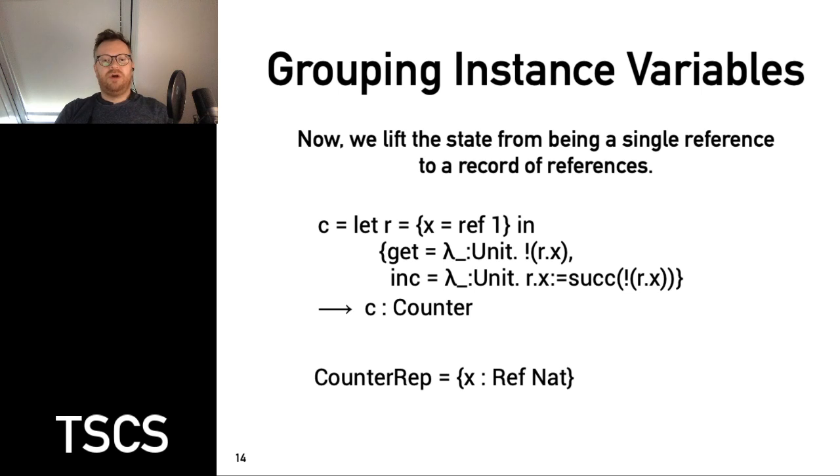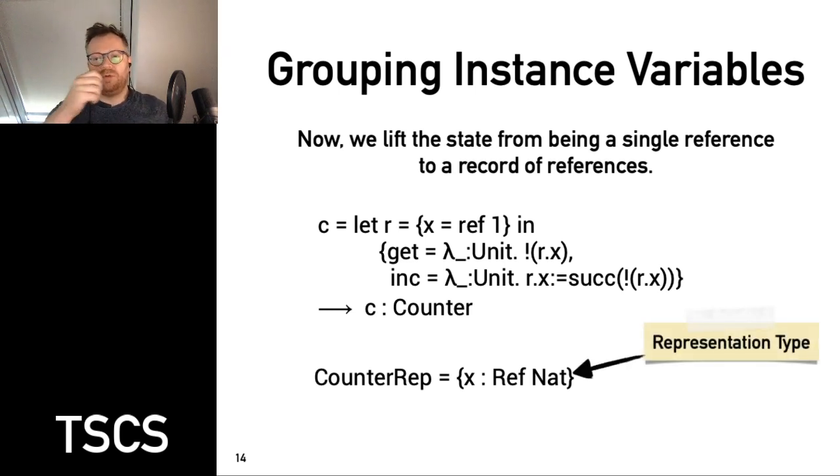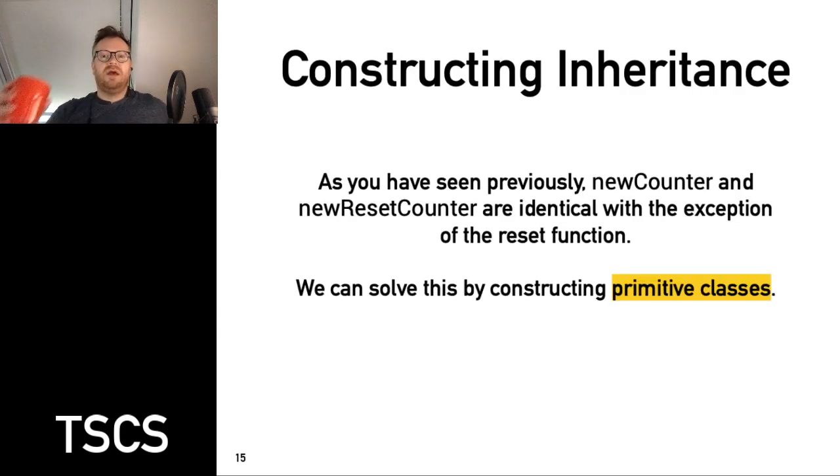And we call this new type for this R a so-called representation type, because this is the internal representation, and this is now the counter representation. And the counter representation is just, as you can see, a reference to a natural number. Pretty neat. Representation type, already said that. Good. Now we've done subtyping, and we now want to have inheritance.